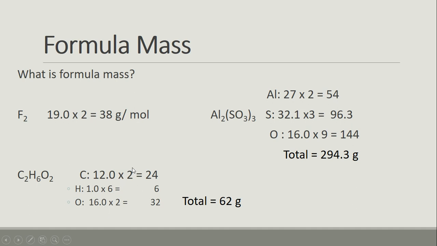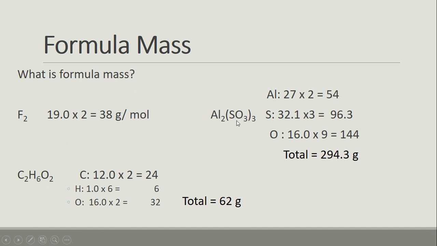If we were going to sum all that up, we would have 12 as the mass of carbon, and there's 2 of them in this molecule, so that's 24. Hydrogen has a mass of 1, and there's 6 of them in this molecule, so that's a mass of 6. And then oxygen has a mass of 16, and there's 2 of them, so that's a total of 32. When you add 24 and 6 and 32, you get a total of 62 grams. All of these come from the periodic table. All of these come from the formula.